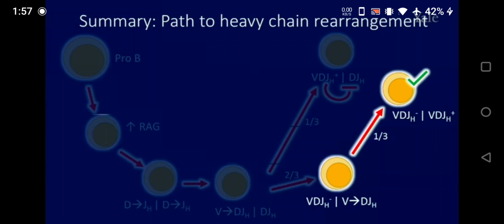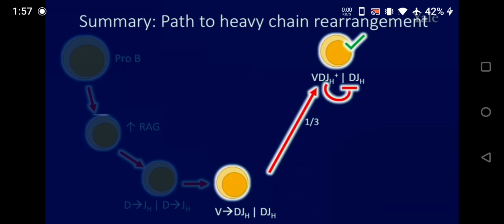Can I just start over for this slide? The entire slide, or just pick up from where you are? I forgot to mention allelic exclusion at this particular point. Okay, so just pick it up from there. Okay.